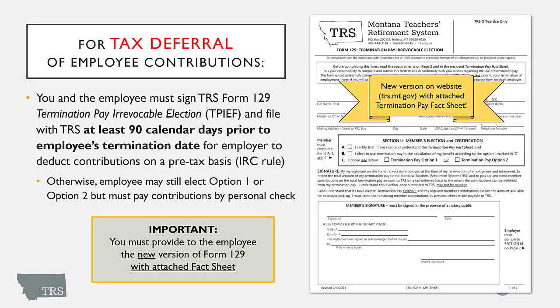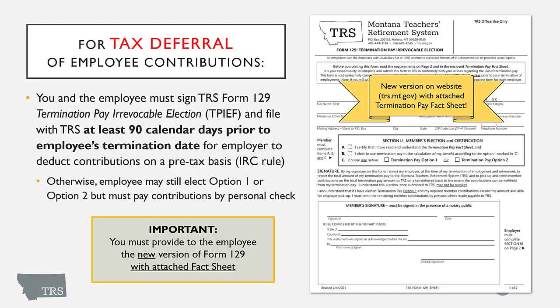For a tax deferral of the termination pay, you and the employee must sign the Form 129, the termination pay irrevocable election form, and file it with TRS at least 90 calendar days prior to the employee's retirement date. Not the last day of their contract, but their actual last day of physical work, for the employer to deduct contributions on a pre-tax basis. Otherwise, the employee may elect option 1 or option 2 if that window is missed, but they must pay employee contributions by personal check, and of course that would be after tax.